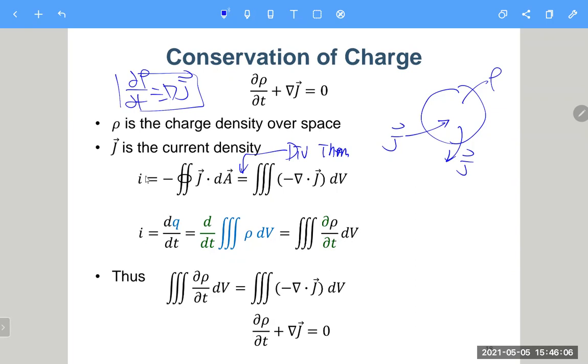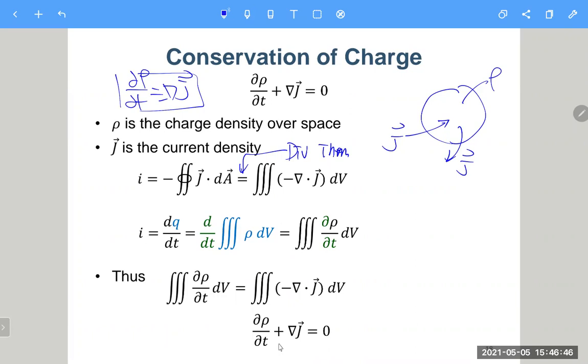And in that case, these two are I, which means that these two are actually the same. And these two triple integrals specify the same volume, which means that the integrands are the same. So it turns out to be partial rho partial t equals minus divergence of J, or you move this term over, so you have partial rho partial t plus divergence of J equals 0. So this is actually the conservation of charge.